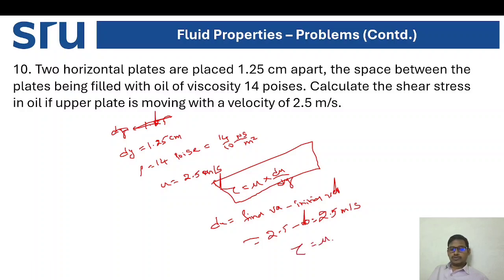Hence, tau is equal to mu into du by dy. That is equal to 14 by 10 as mu, into 2.5 by 0.0125. So tau is equal to 280 Newton per meter square.